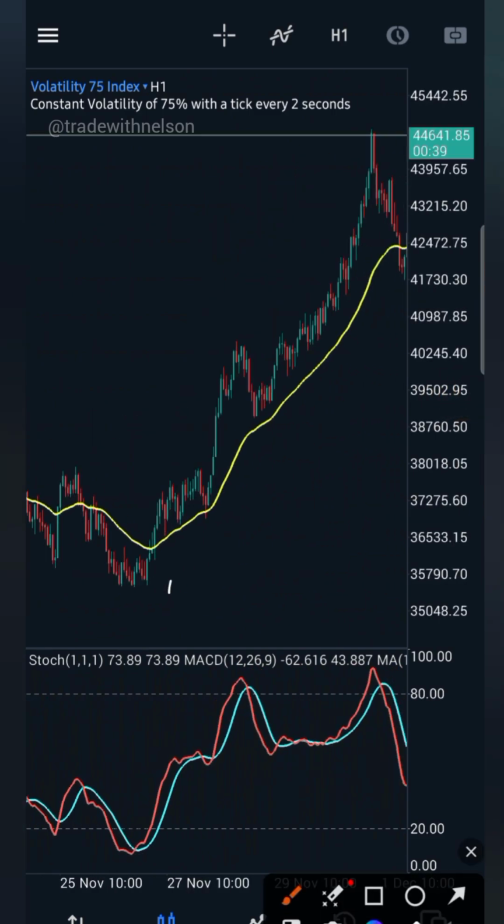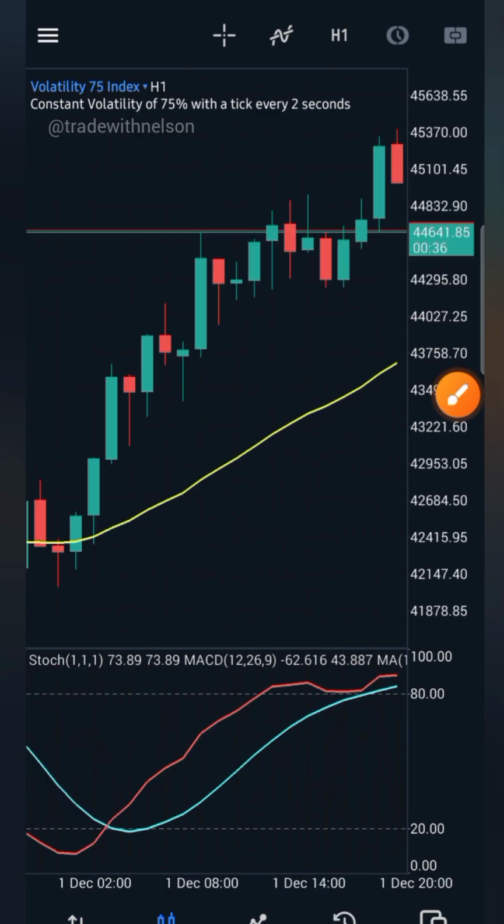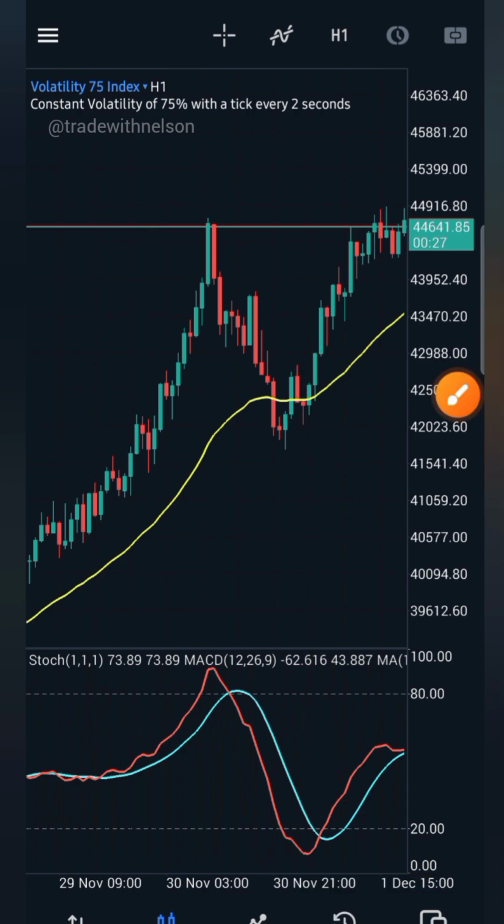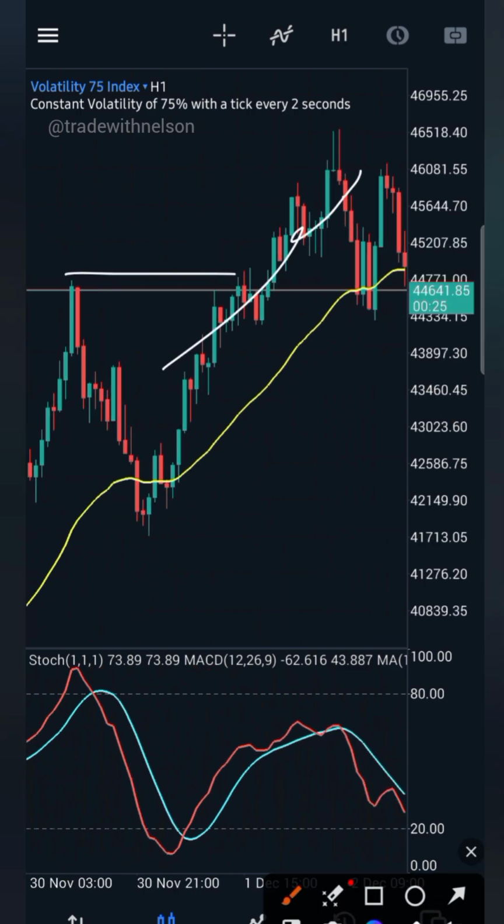So this is the long movement to the upside. So what do you want to see? You want to see it retrace into the 20 level, push above this moving average, stop loss below here. The market rallies to the upside, takes this high and still gives us some more profit.